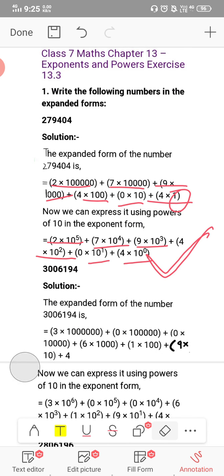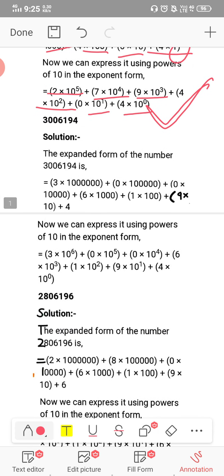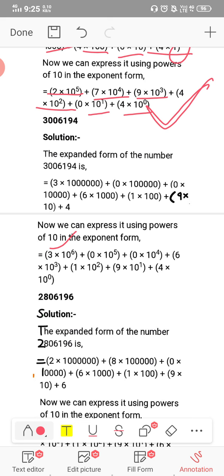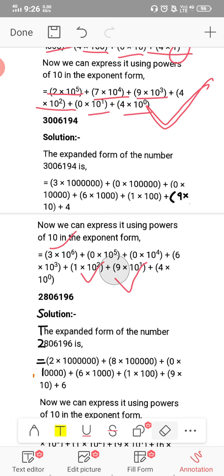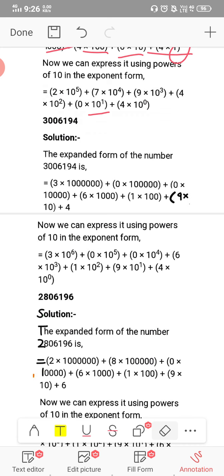So we can write it in the expanded form as 3 into 10 to the power 6 plus 0 into 10 to the power 5 plus 0 into 10 to the power 4 plus 6 into 10 to the power 3 plus 1 into 10 to the power 2 plus 9 into 10 to the power 1 plus 4 into 10 to the power 0 and so on. You can also write the other parts just like that.